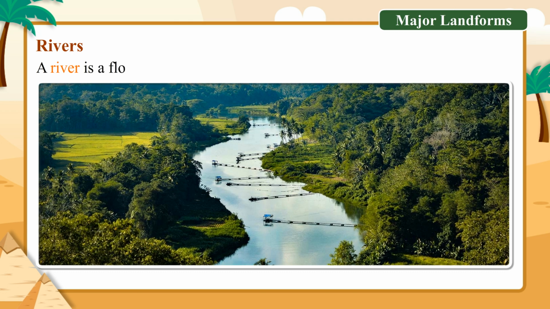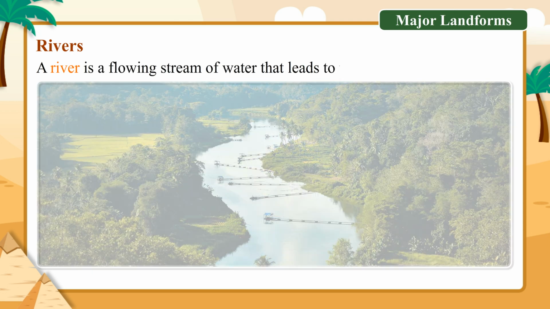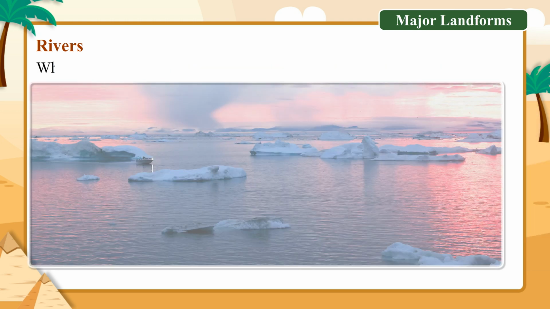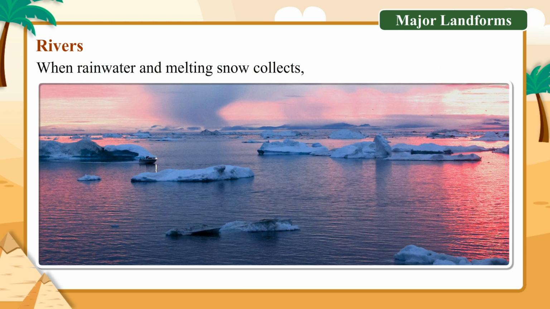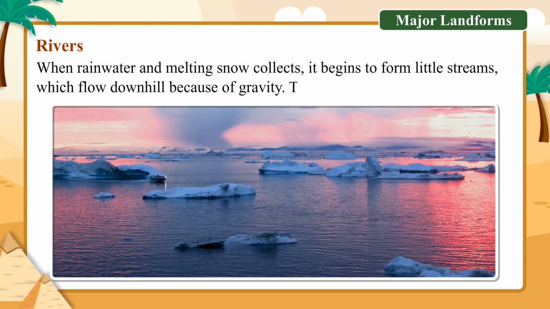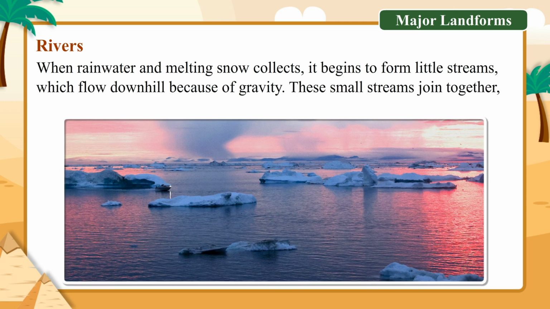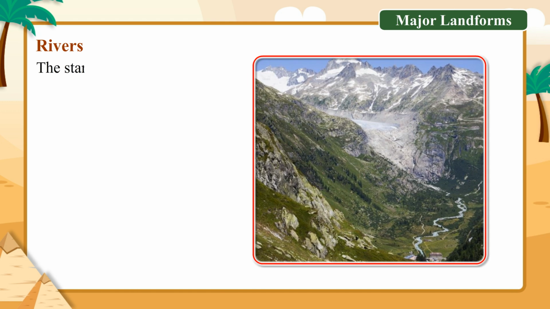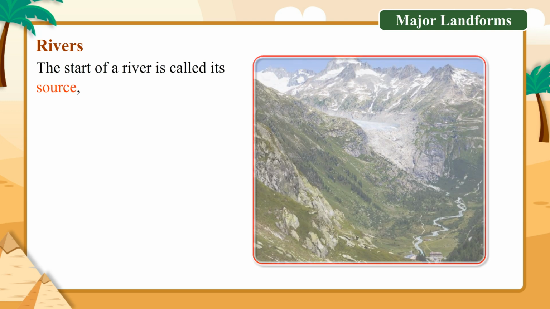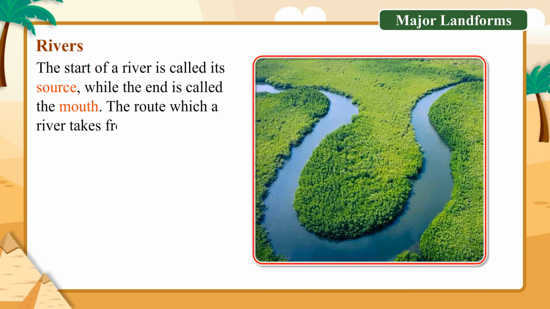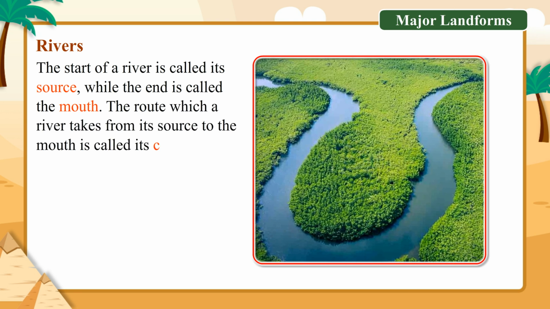Rivers. A river is a flowing stream of water that leads to the ocean, sea, lake, or another river. Rivers generally originate in mountains. When rainwater and melting snow collects, it begins to form little streams, which flow downhill because of gravity. These small streams join together, become larger and larger until they form rivers. The start of a river is called its source, while the end is called the mouth. The route which a river takes from its source to the mouth is called its course.